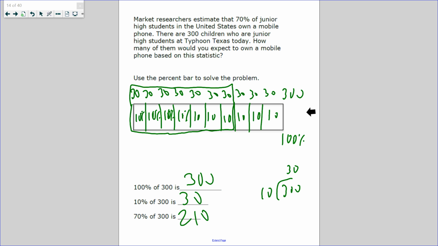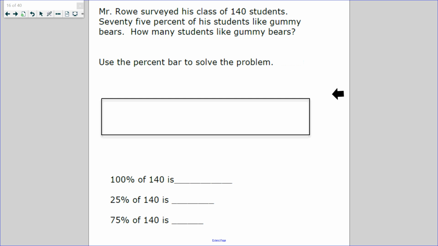We could have also gotten it this way. How do you build 100% to 300? Times 3. 10%, how do you build 10% to 30? Times 3. Another way we got, yep. So, sorry, this is 70%. So we know 70%, 100%, 300. How do you build 70% to times 3? That's 210.